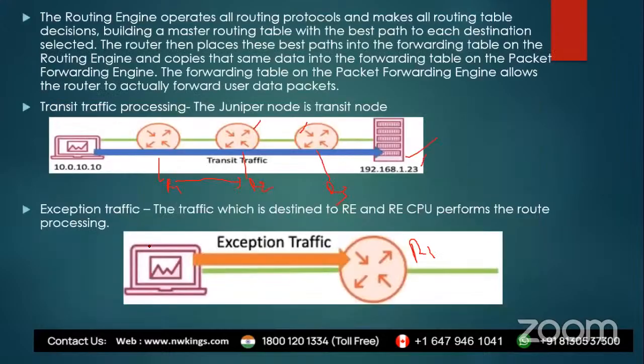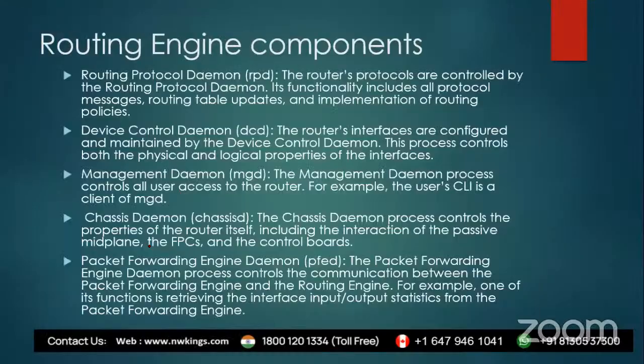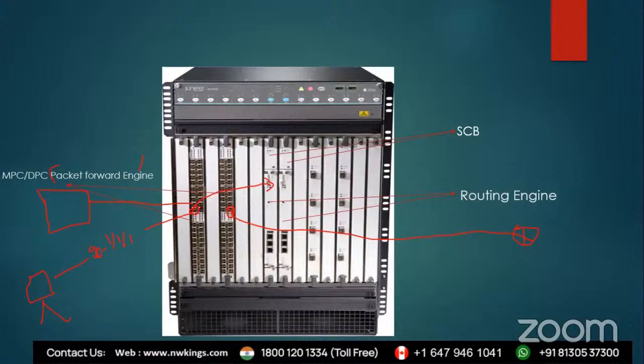It will do the routing lookup here, and forward the packet to the routing engine if the packet is destined to this router. If the packet is destined to another router, it will find the exit interface in the forwarding table and forward the packet to the next router. That is called transit traffic. Simple. Whatever incoming traffic is handled by the routing engine is called exception traffic.